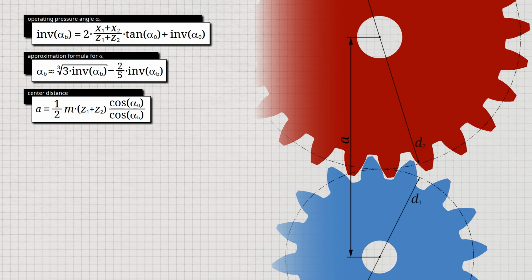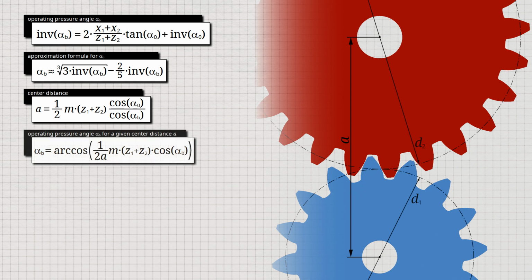In these cases, the question then arises as to which profile shift coefficients are to be chosen in order to achieve a given center distance. In these cases, the required operating pressure angle alpha b must first be determined using the formula for the center distance. This is done by solving the equation for the operating pressure angle. This results in the shown formula for determining the operating pressure angle for a given center distance.